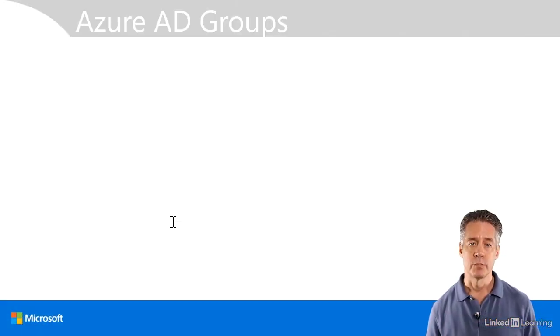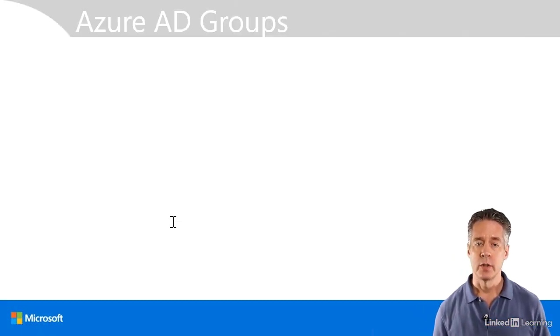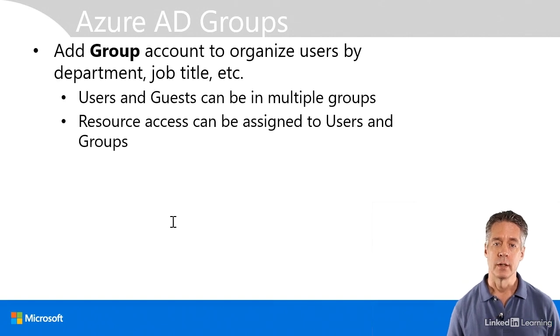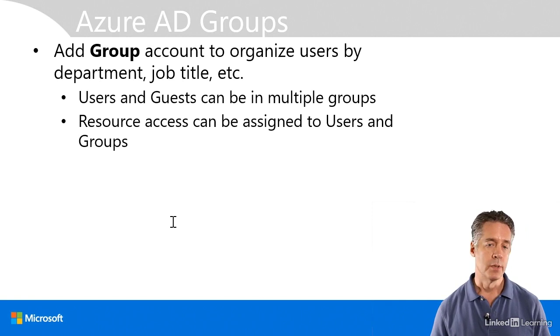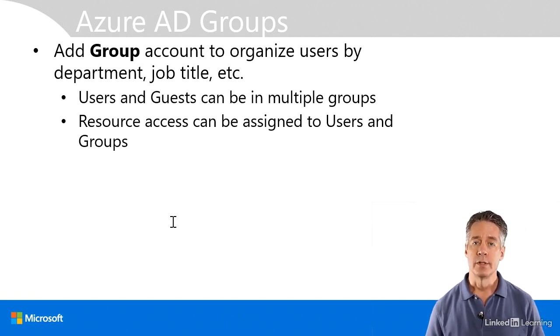Next, let's talk about groups. So groups, just like in Windows, are ways that you can organize users by department, job title, whatever the groupings are that you need. And then you can leverage that when you start assigning permissions, because you can assign permissions for groups instead of users.